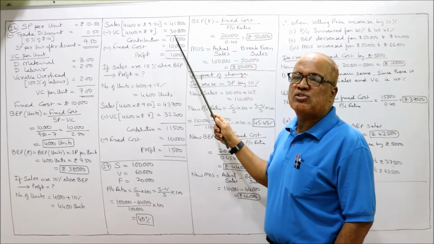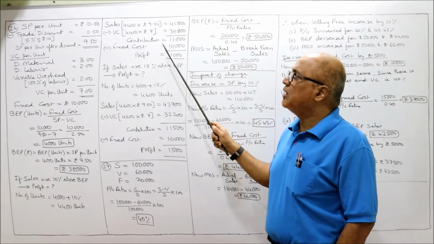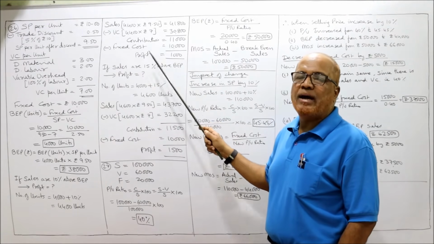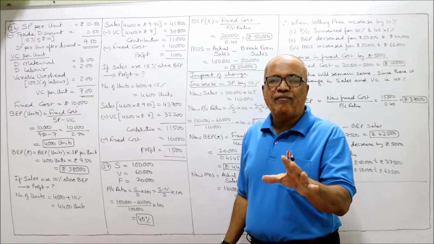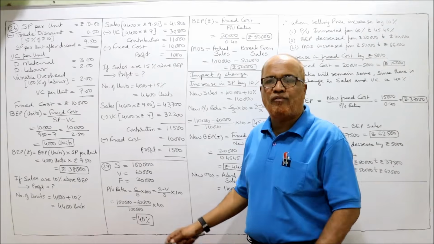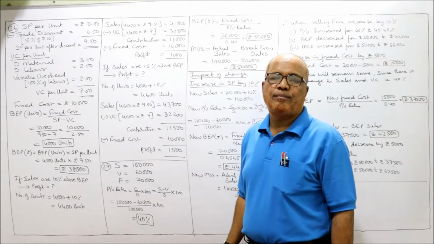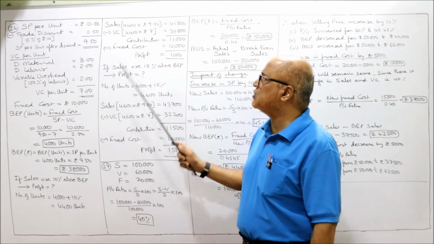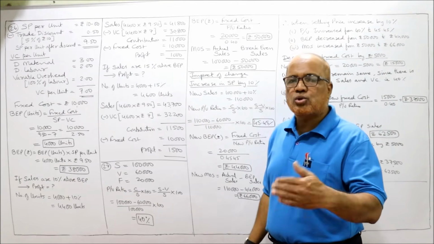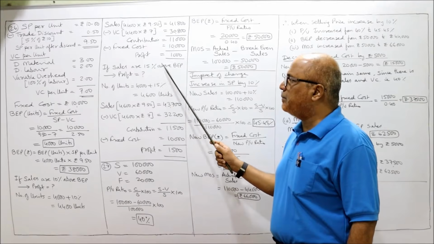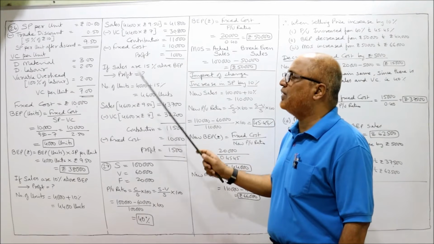Subtract sales minus variable cost, will get the contribution. The contribution is 11,000 minus fixed cost. The fixed cost will remain same whether we make 4,000 units or 4,400 units. The fixed cost will remain same, 10,000. So 1,000 rupees is the profit. That's all. Next question, if the sales are 15% above BEP, profit is how much?